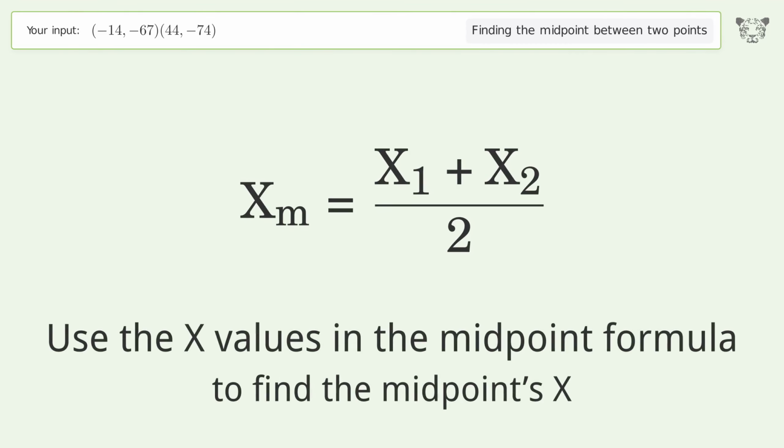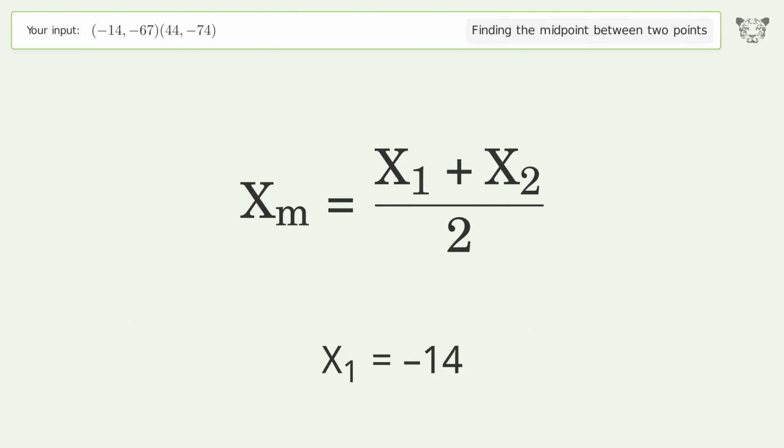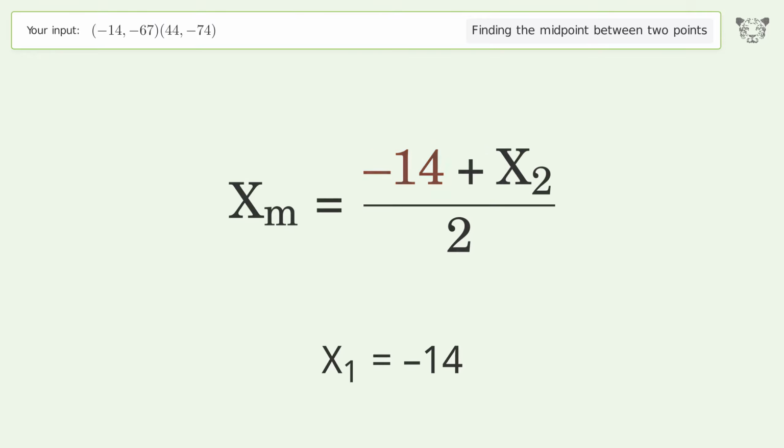Use the x values in the midpoint formula to find the midpoint's x. x1 equals negative 14. x2 equals 44. Simplify the arithmetic.